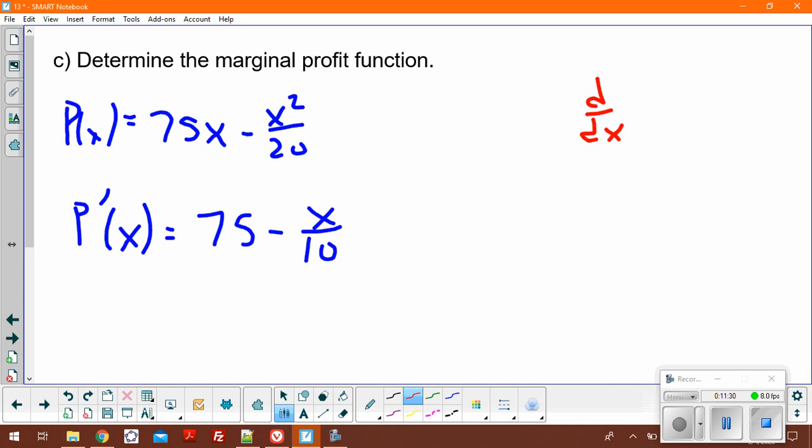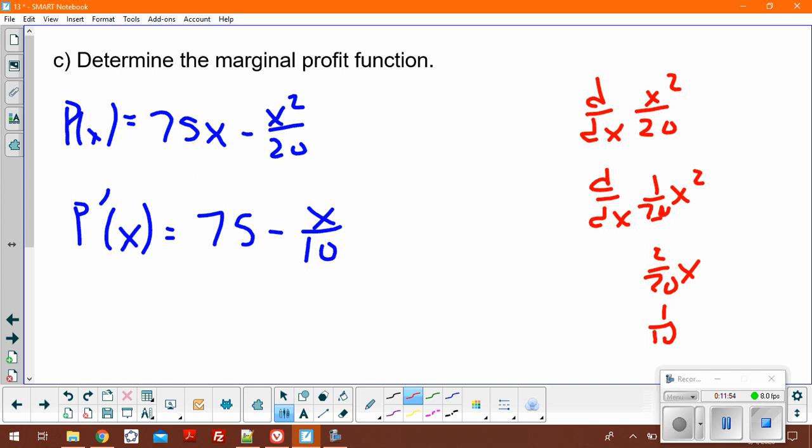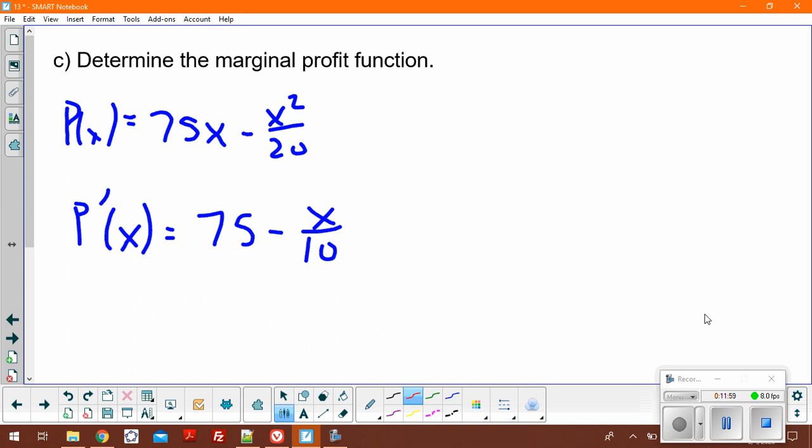Right, this is the derivative of x squared over 20. Now, x squared over 20 is the same as saying 1 over 20 times x squared, right? So the denominator is really just a constant. So I don't have to use the quotient rule there. So I just simply bring down the 2. I have 2 over 20x, that reduces to 1/10. Okay, so that's where I ended up with the x over 10. Okay, so that's what my marginal profit function looks like.